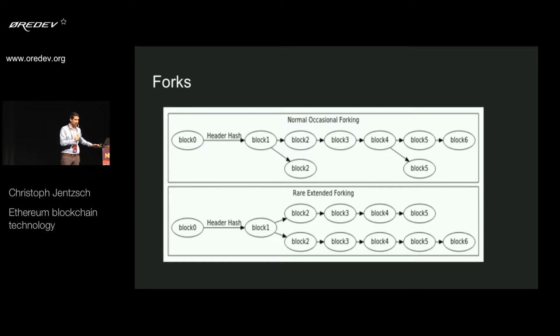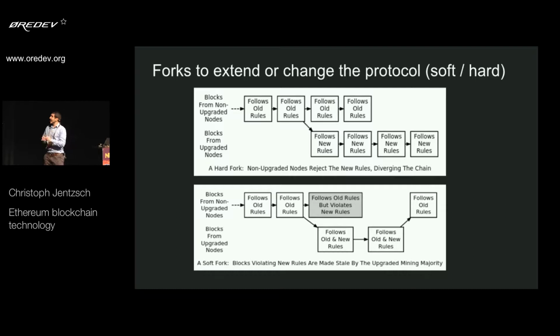There's also another reason why forks are actually something good. If you want to change the protocol, then you need to make a hard fork or a soft fork. So there are two kinds of forks. First, let me explain the hard fork. A hard fork just means you make a change of the protocol which is not backward compatible.